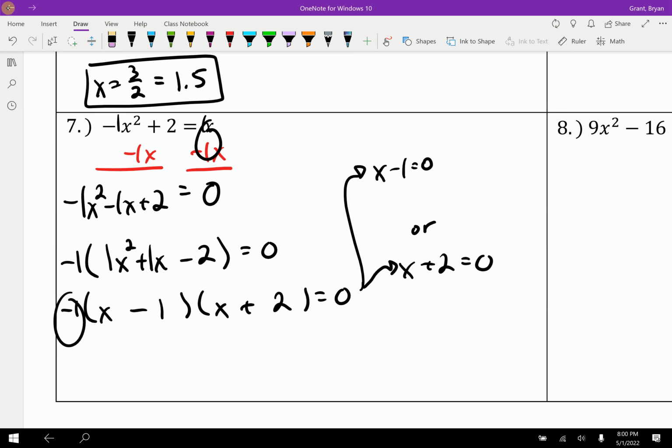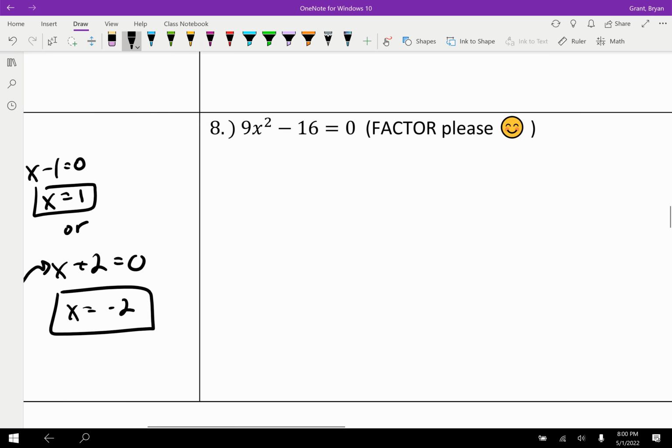Notice I didn't need the negative 1. And many of you might not have realized you could take out the negative 1. You can. You might have used the box method. Great. The negative 1 will be on the inside. You'll still get x equals 1 or x equals negative 2. Last one for this page.